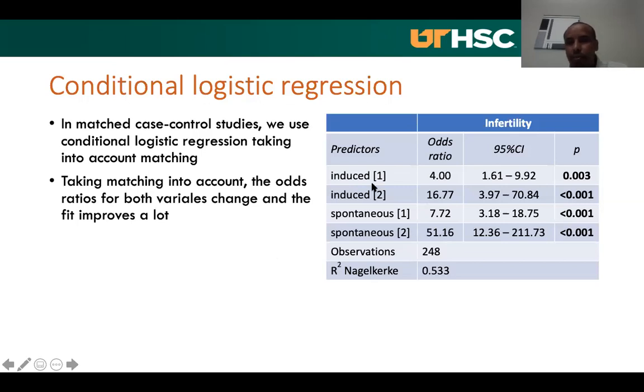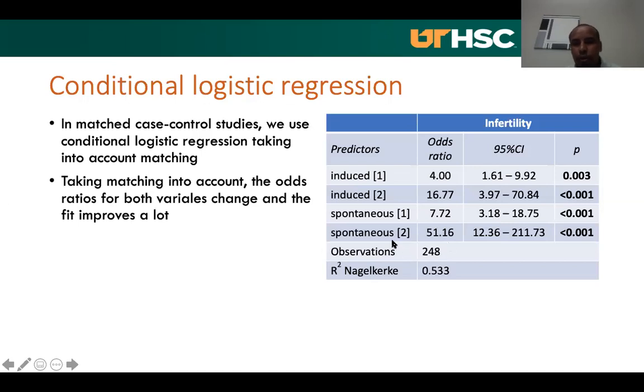So for induced abortion, for those having one previous history of induced abortion, there is about 4 times increased risk of infertility, and the 95% confidence interval ranges between 1.61 and 9.9, and the p-value is 0.003. And for those who have 2 or more previous histories of induced abortion, the risk of having infertility is about 17 times. So the odds ratio is 16.77, and the 95% confidence interval ranges from 3.97 to 70.84.